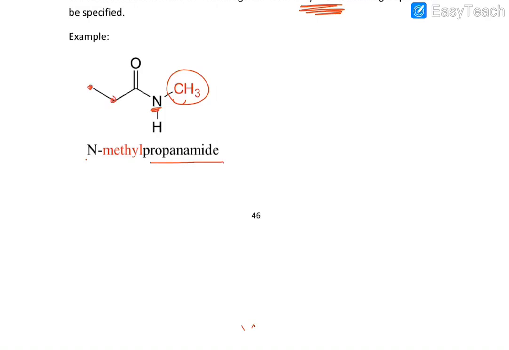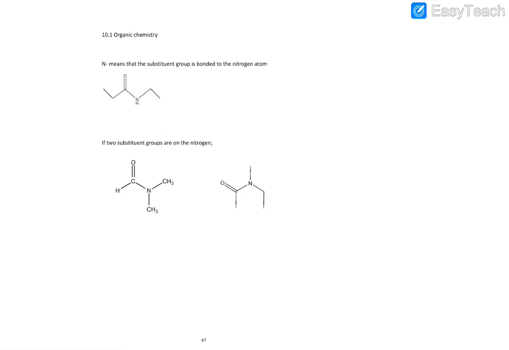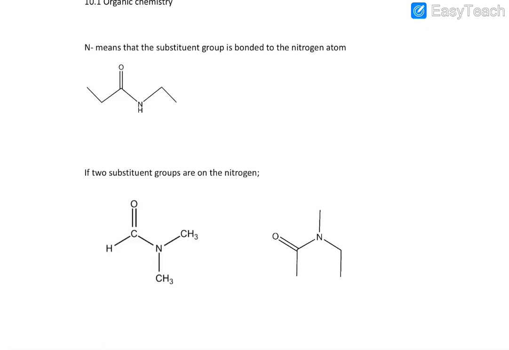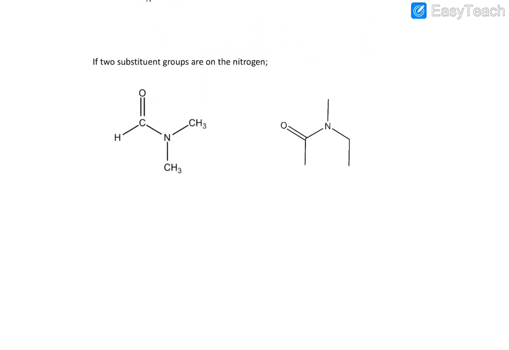So you identify the amide first, and then you put the substitution of the nitrogen. Another example. Here I have 1, 2, 3, so this is a propanamide. And here on the nitrogen, you have 2 carbons attached. So this is N-ethyl propanamide. If 2 substituents are on the nitrogen, again we're going to use N,N, same thing as we did for the amines.